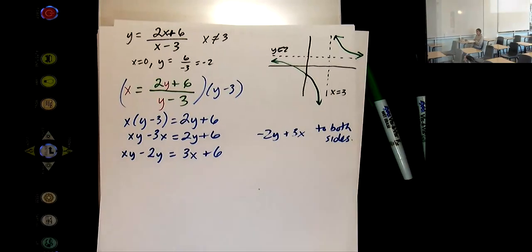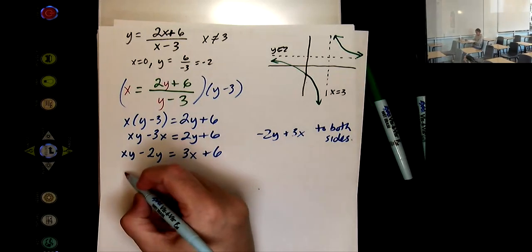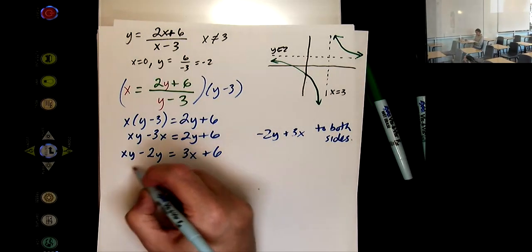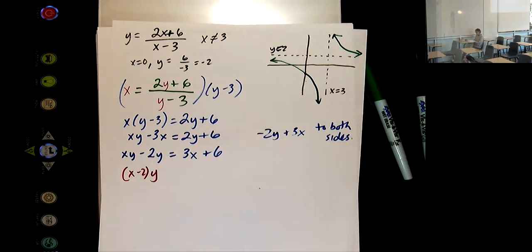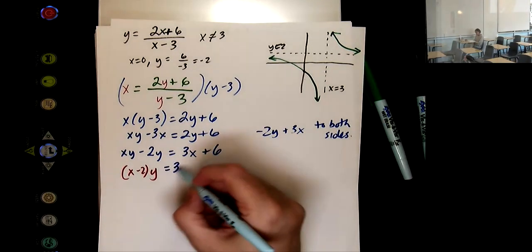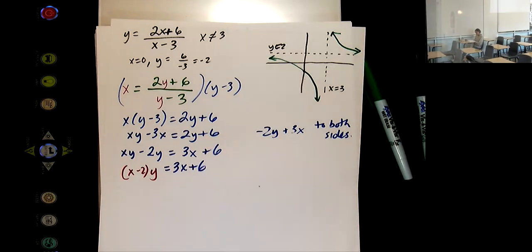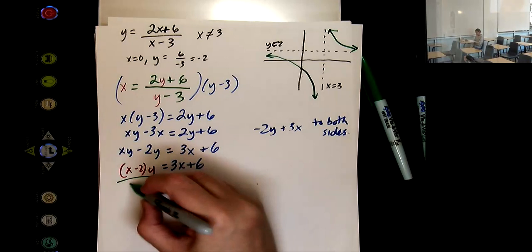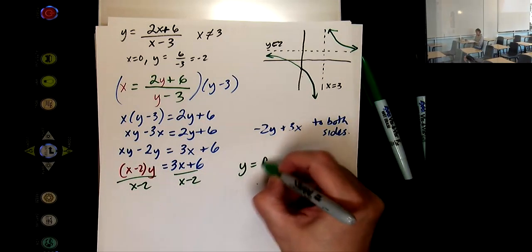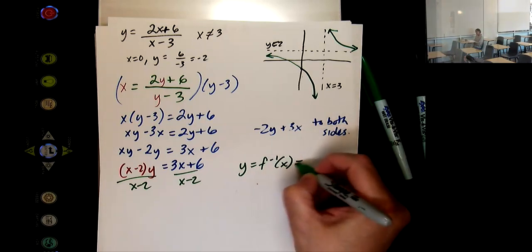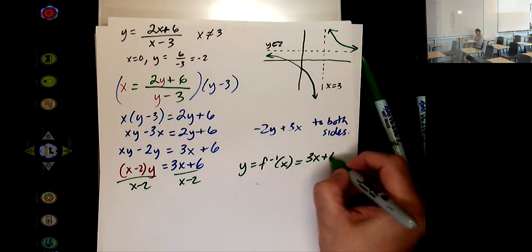Factor. We pull out a y. I have x minus 2 left times it. And finally, x minus 2 is a coefficient. We can divide by it. Y, which equals f inverse, is 3x plus 6 over x minus 2.